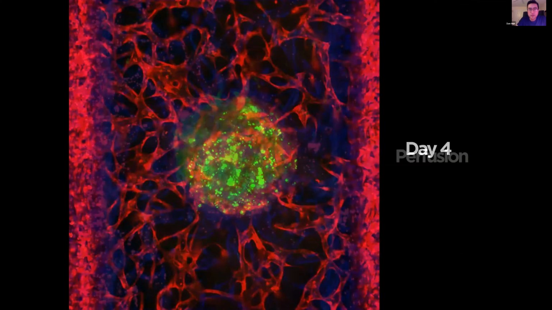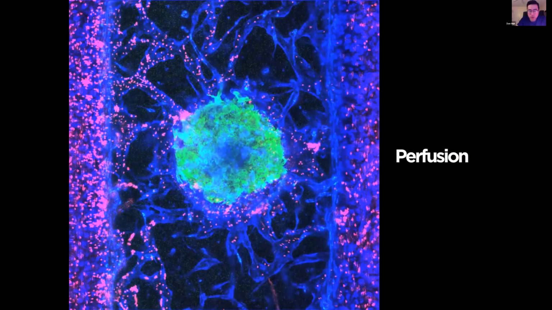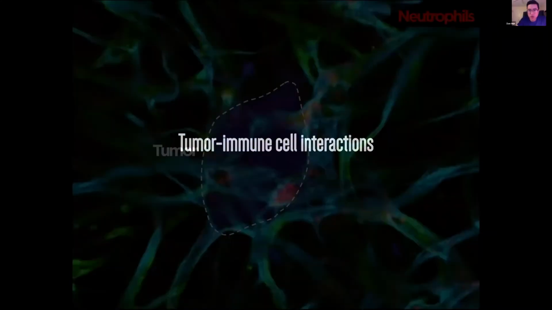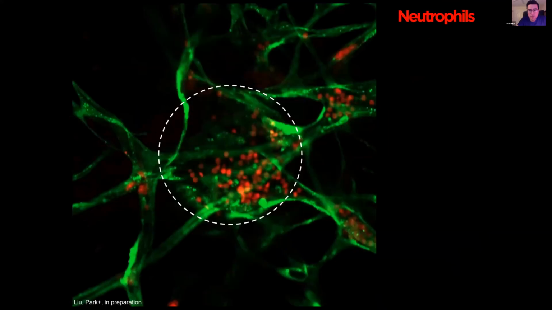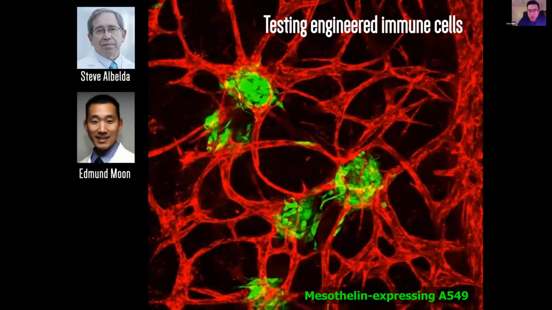And so using this platform now, we are studying immune cell and cancer cell interactions. I'll just show you one example here. In this example, we used lung cancer cells to form spheroids. We did not use tumor explants. We used tumor spheroids, but those cells were engineered to overexpress this tumor antigen called mesothelin.